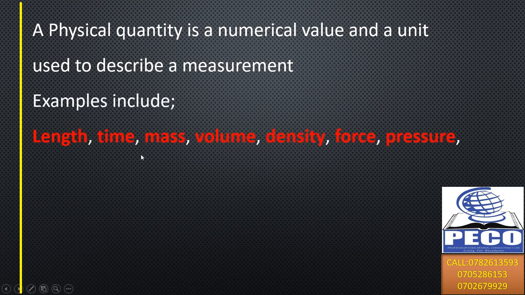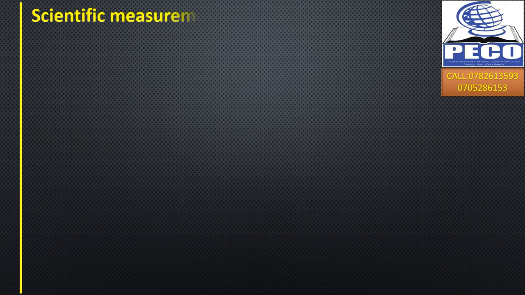Okay, examples of physical quantities, which have a numerical value and a unit used to describe a measurement, include length, time, mass, volume, density, force, pressure, area, and so on. You can't list all of them as we will be studying physics. There are so many. But those are physical quantities which have a numerical value and a unit to describe what? A measurement. Scientific measurements.